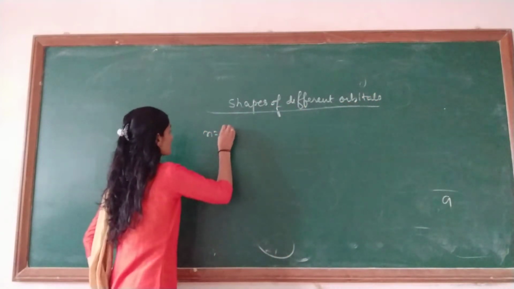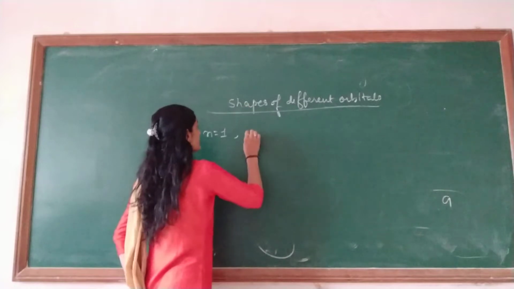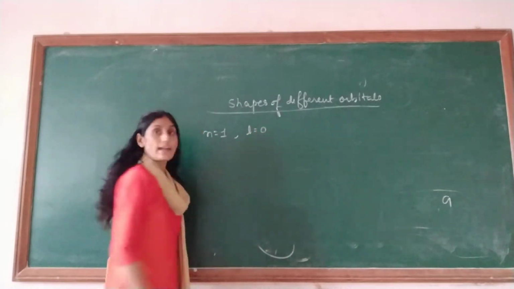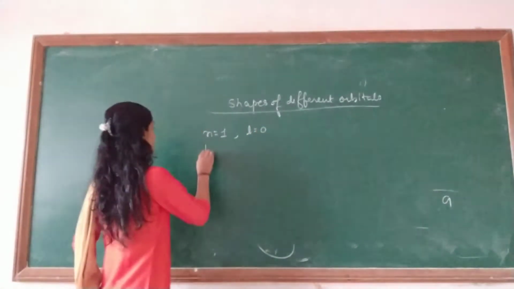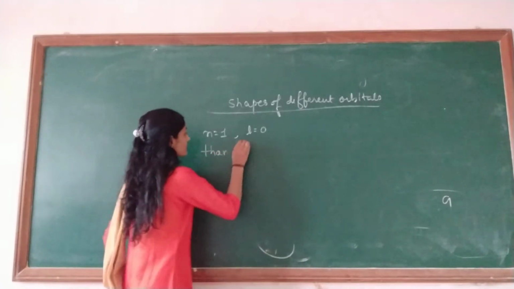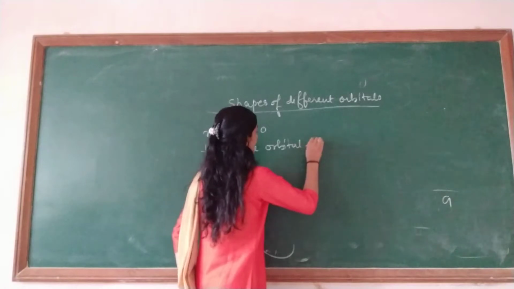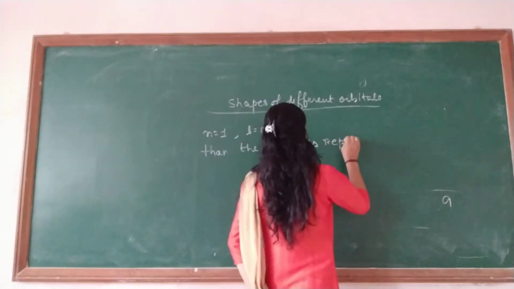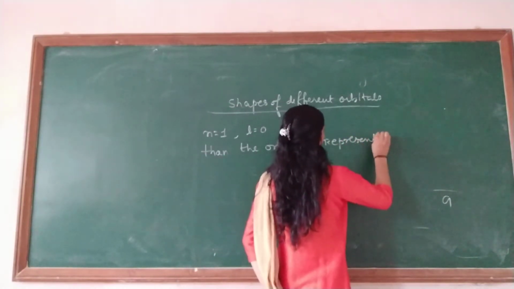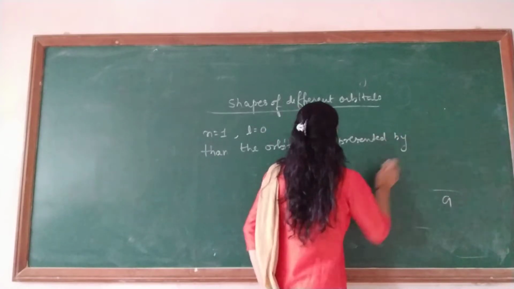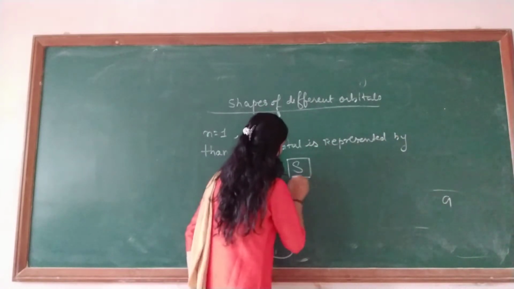If n is equal to 1 and the subsidiary quantum number l is equal to 0, then the orbital is represented by s orbital.